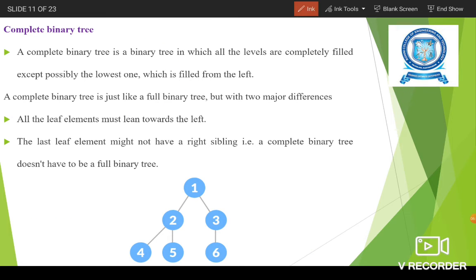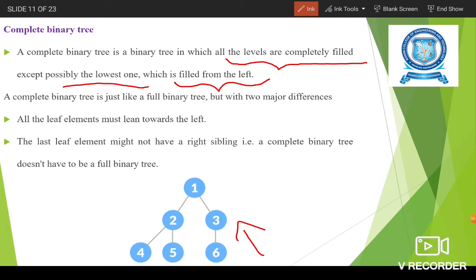When we say the binary tree is a complete binary tree, it means all the levels must be completely filled, but this condition is not true for the lowest one. At the lowest level, the nodes must be filled from left. That is, we can have some empty nodes on the right side.